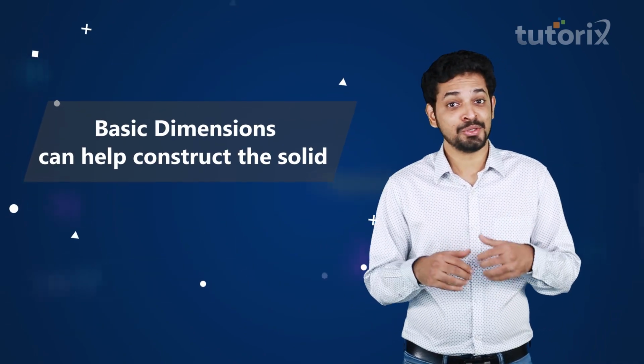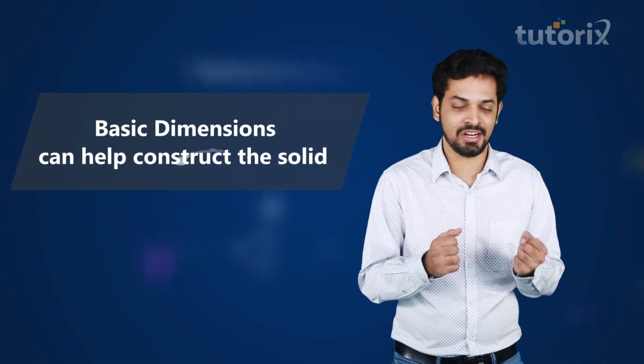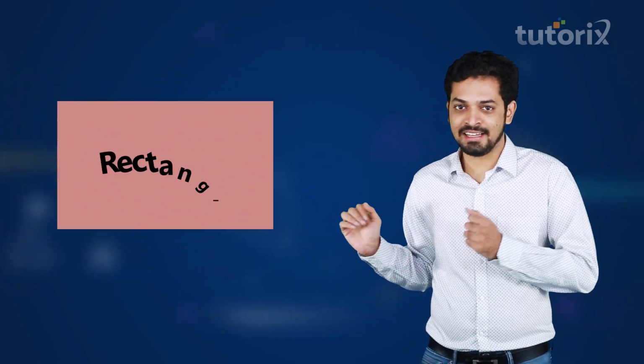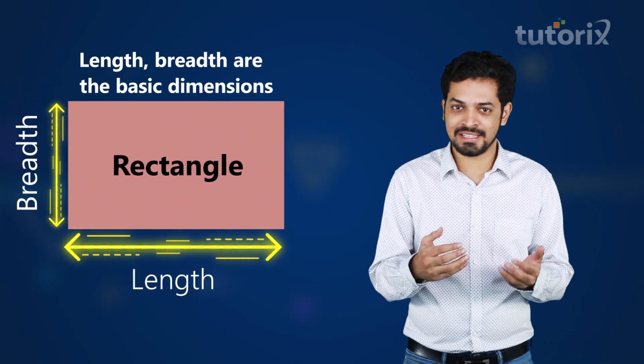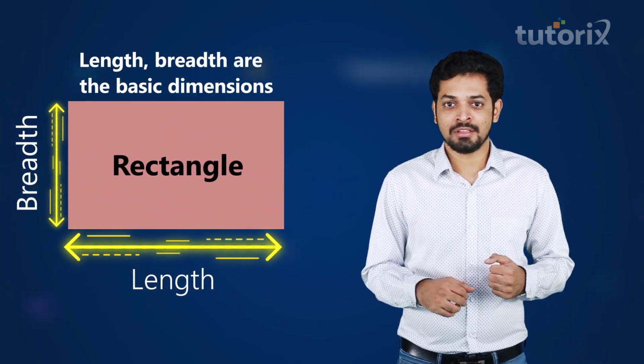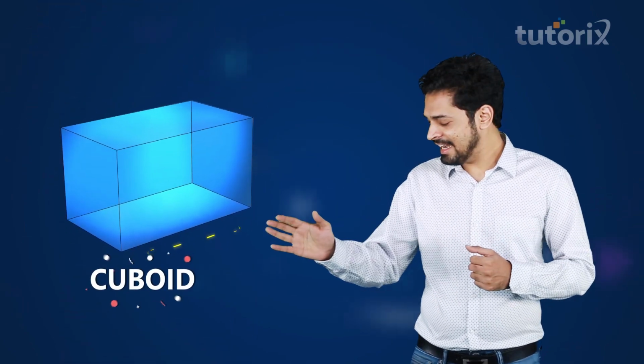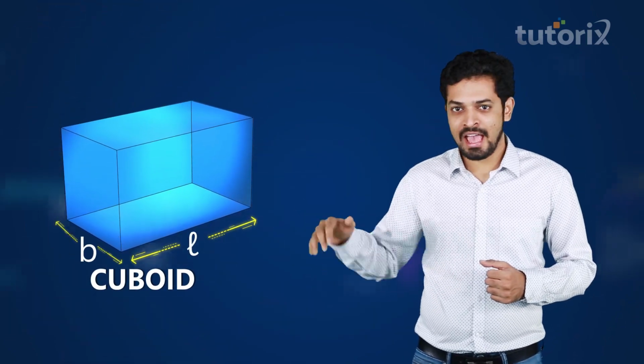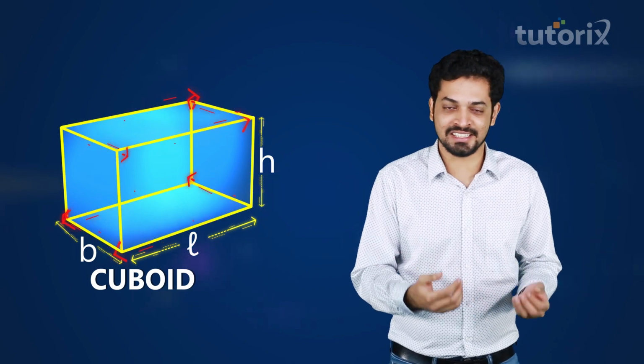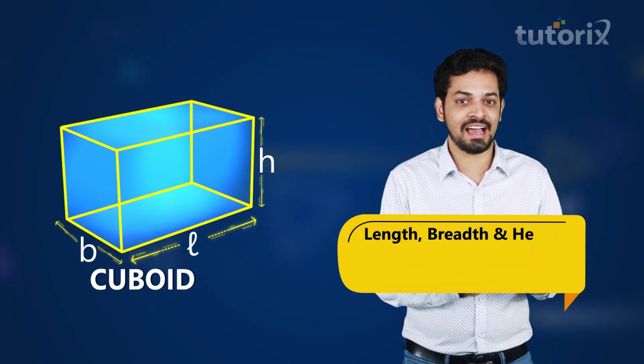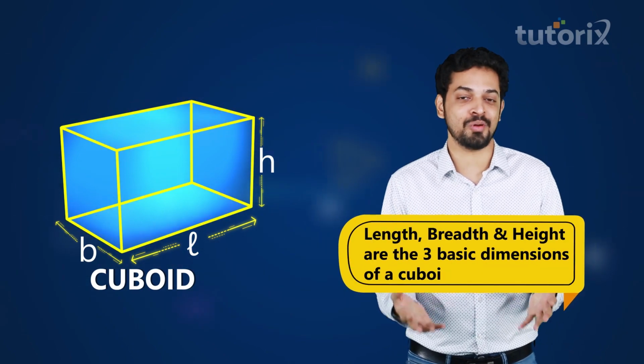Every solid that we know has some basic dimensions using which we can actually construct the solid. Now for a rectangle, length and breadth are the basic dimensions. So for a cuboid, you need length and then you need breadth and then you need height to actually construct it. So length, breadth and height are the basic dimensions for a cuboid.